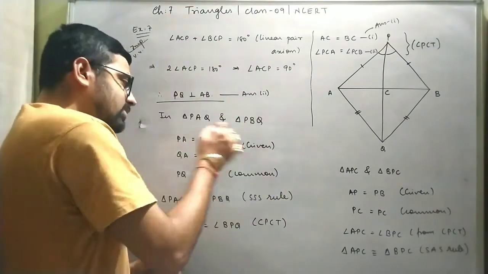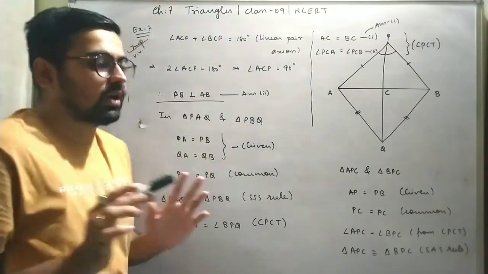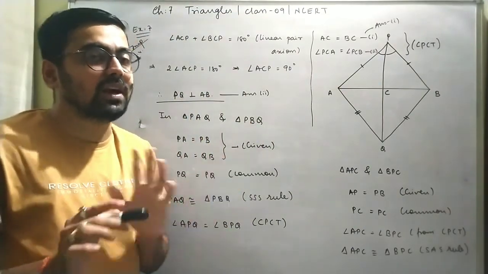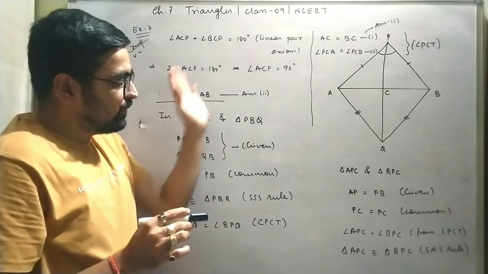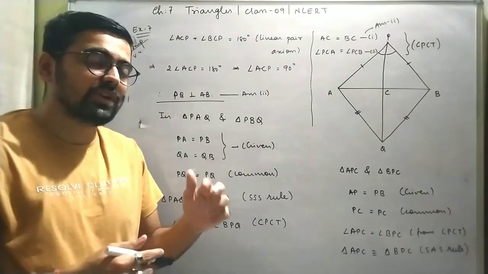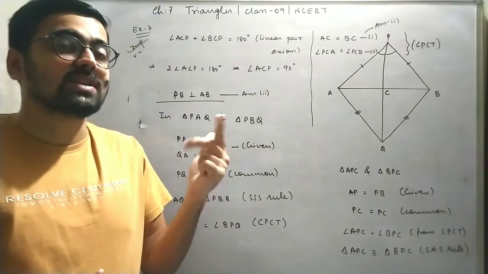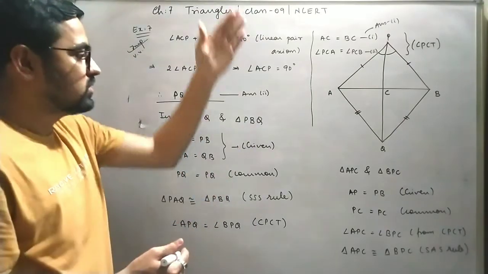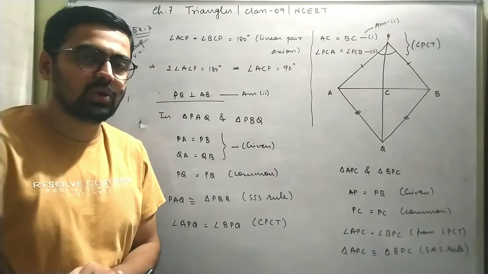This question is very important to understand these criteria. Correct? If you understood this, then let's go for another example in which we are going to see the RHS congruence rule. So you can pause the video and note it down.